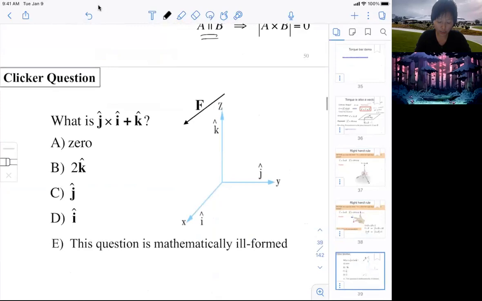Let's do a quick check-in with your understanding of the cross product. So in this XYZ, or i hat, j hat, k hat, we're looking at what is j hat cross i hat, plus k hat. Feel free to take out the right hand and do the right-hand rule if you wish. What is j cross i plus k?